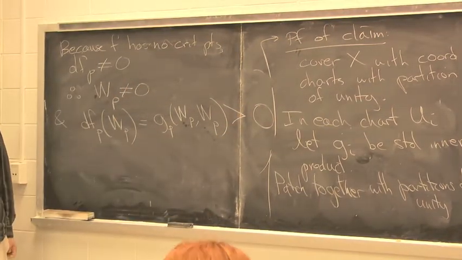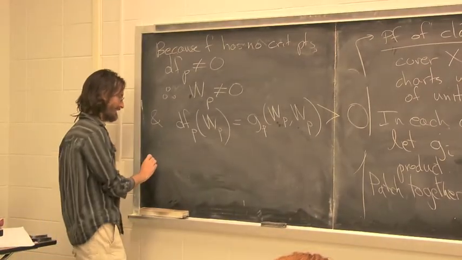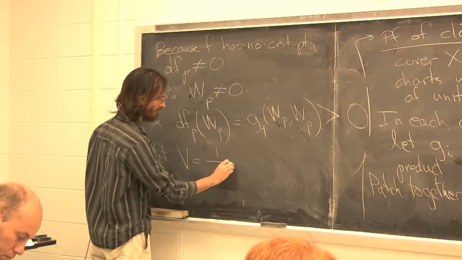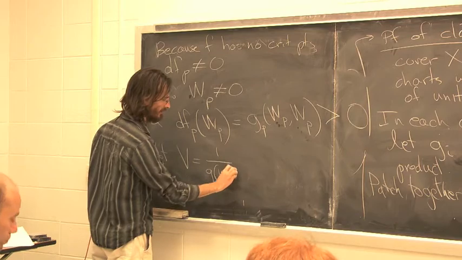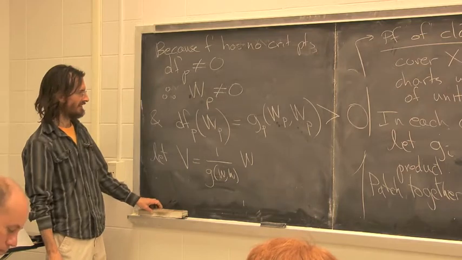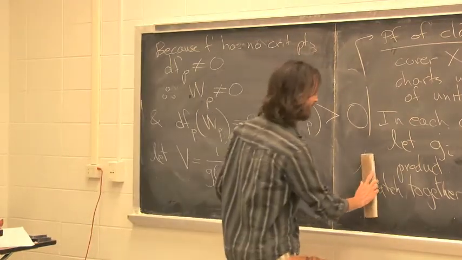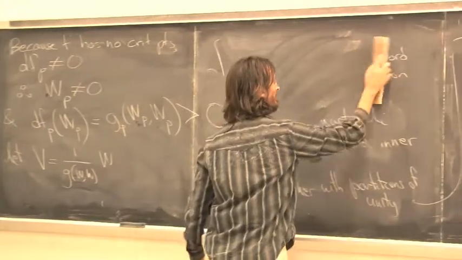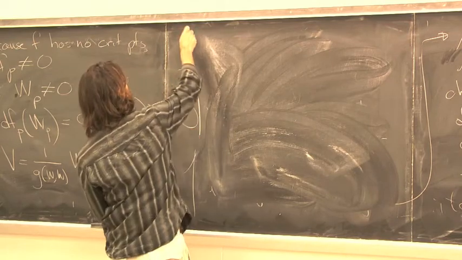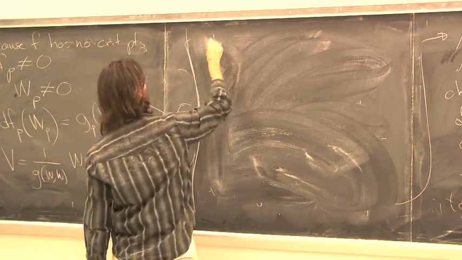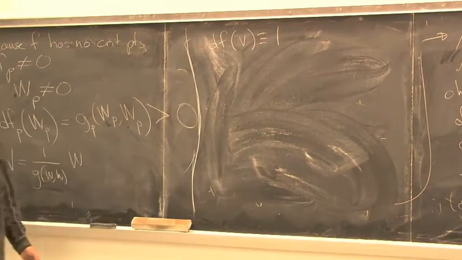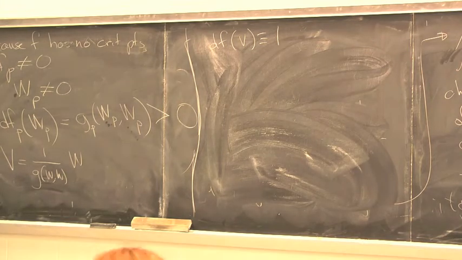So that's a smooth positive function, and finally we can therefore let v equal 1 over g of w, w times w. As long as it's non-zero, we can rescale it. I'm not saying it has length 1. I'm saying it projects to a vector of length 1. And then df of v is... Questions?